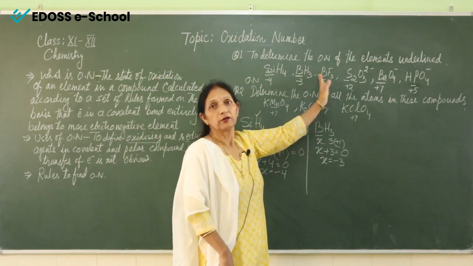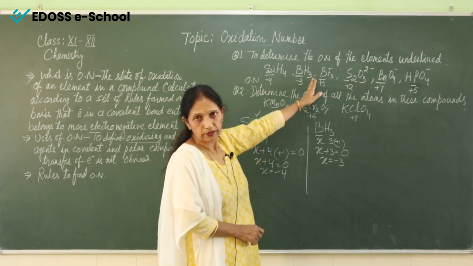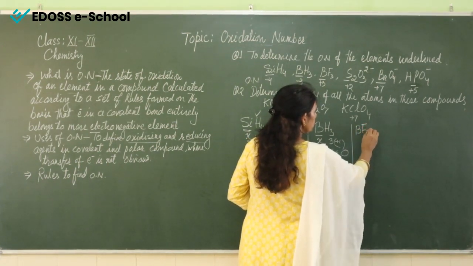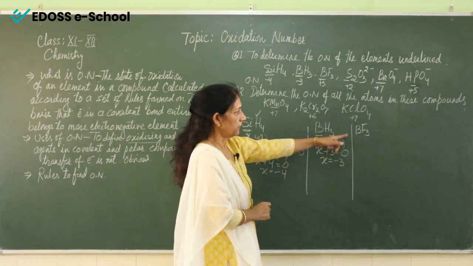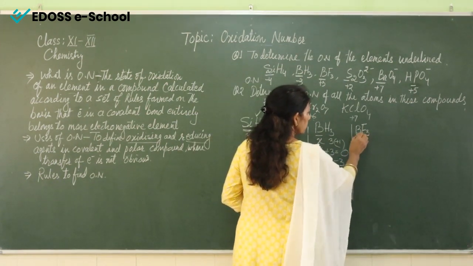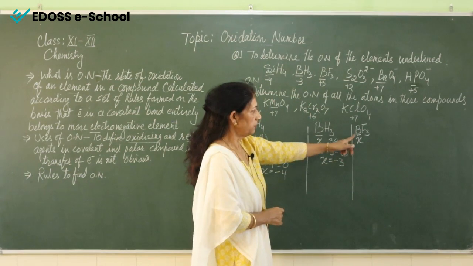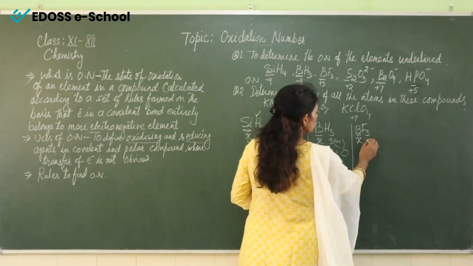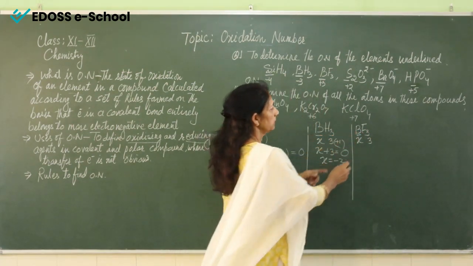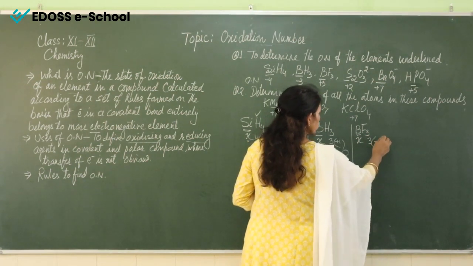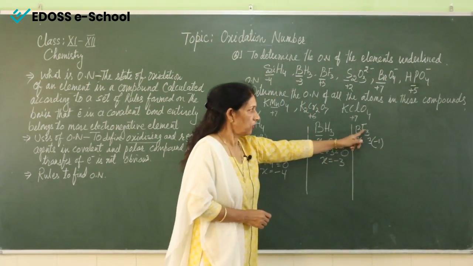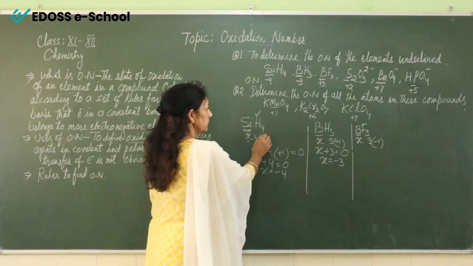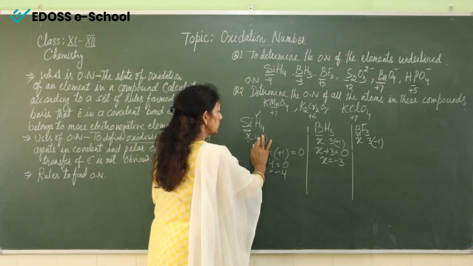Now if you want to find it in boron trifluoride, BF3, the same way we have to do here. Because we have to find boron, we will say this is X, and for the 3 atoms of fluorine this will be multiplied by minus 1, because fluorine has oxidation number minus 1, and hydrogen has plus 1.